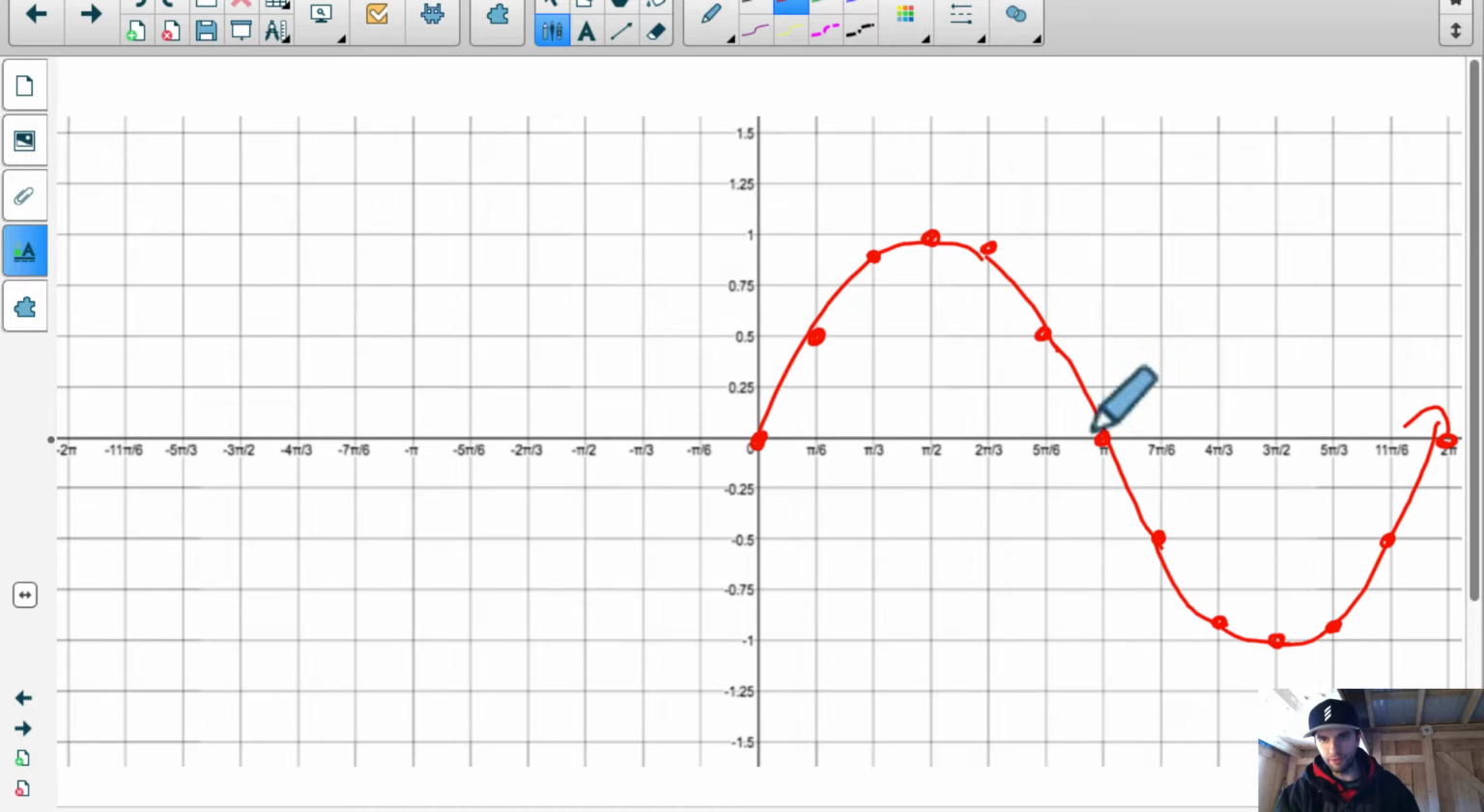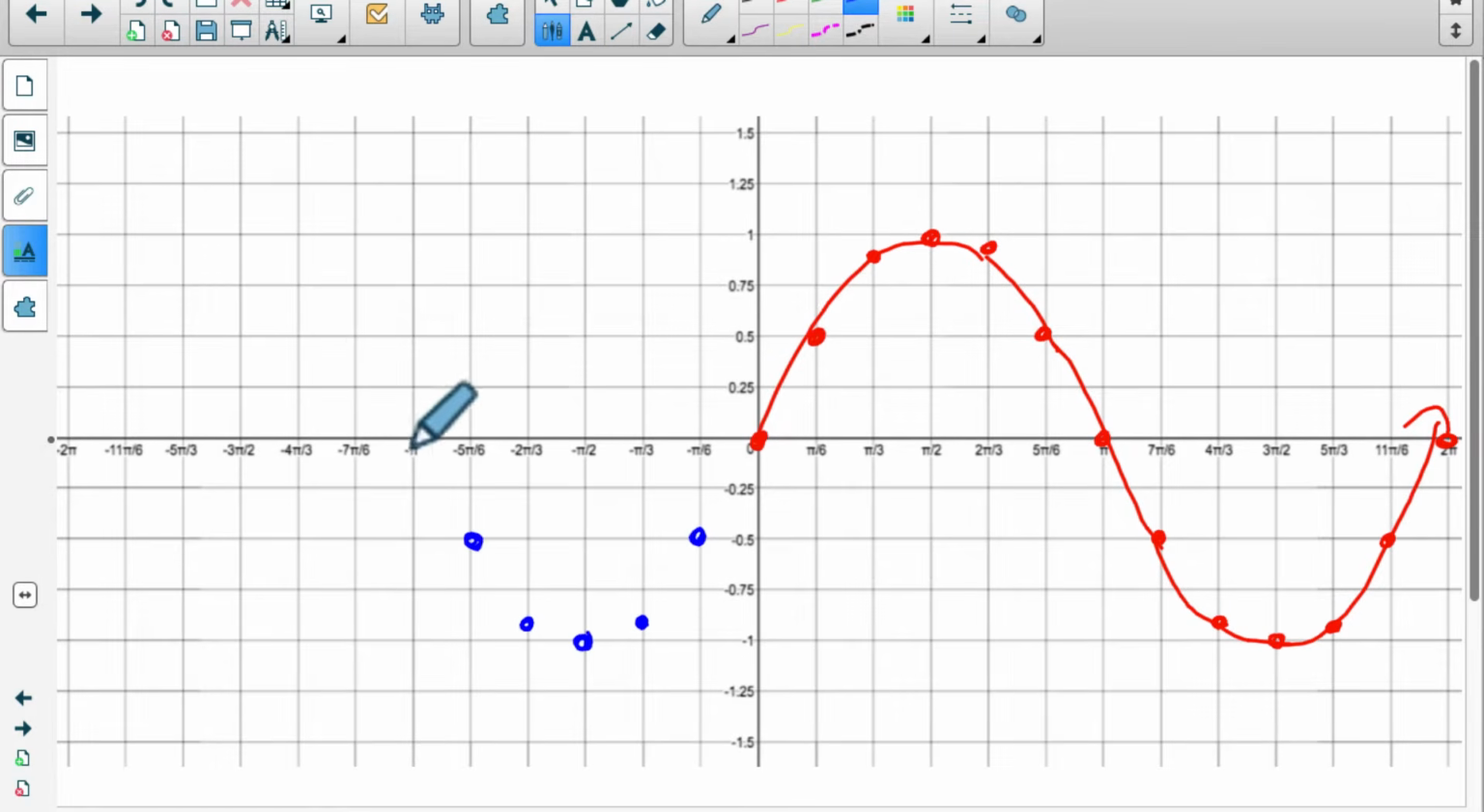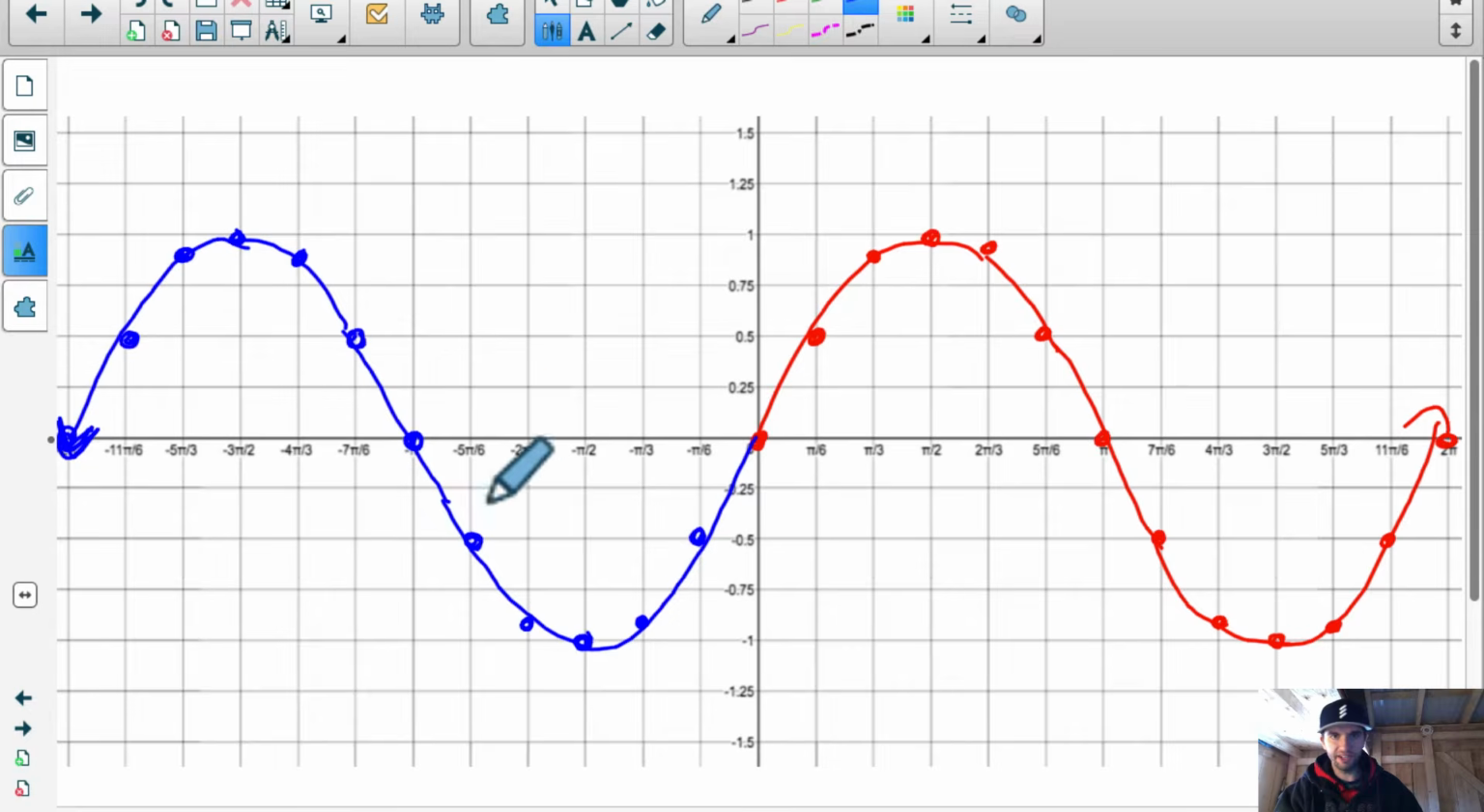So there's one cycle of the sine function, and sine is a periodic function. This cycle just repeats over and over and over again. So I could do another cycle to the left over here. If I just imagine copy and pasting this cycle over here, we'll continue our pattern, we'll get another full cycle of this. And I'll do it in a different color just so you can see the distinction between the two cycles. So there's the second cycle of the sine function.